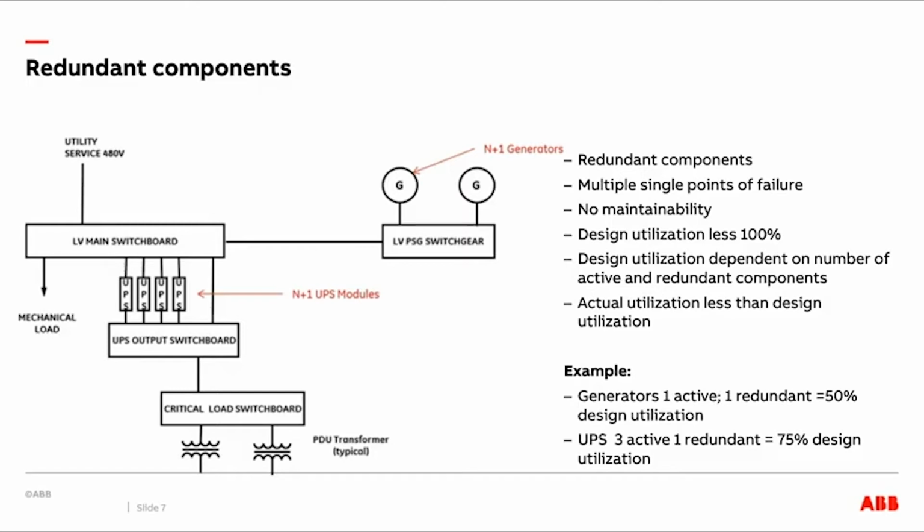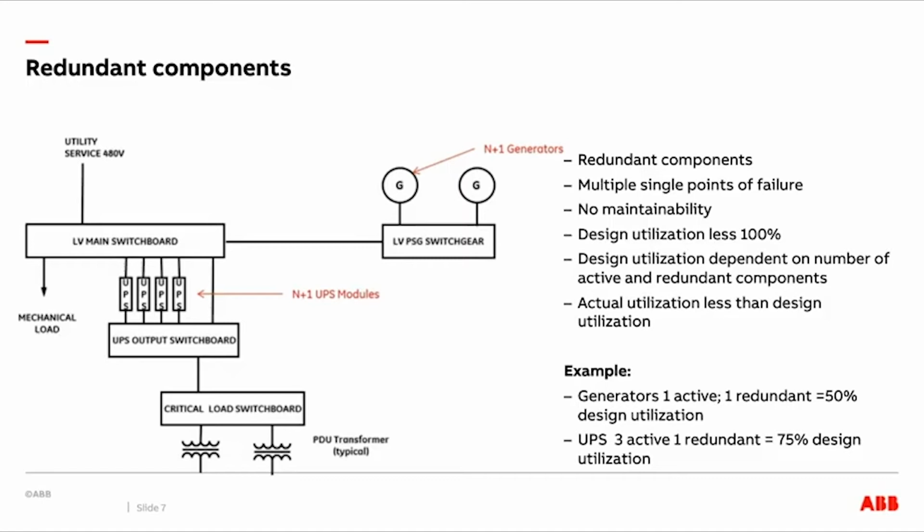For example, the low voltage main switchboard, the UPS output switchboard, and the critical load switchboard cannot be taken out of service for maintenance without an outage. Therefore, concurrent maintainability of all equipment is not available for an N+1 system.